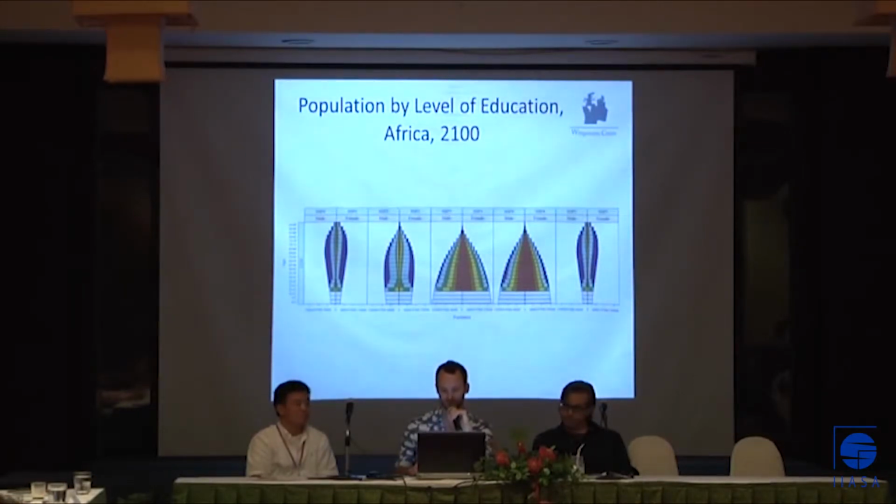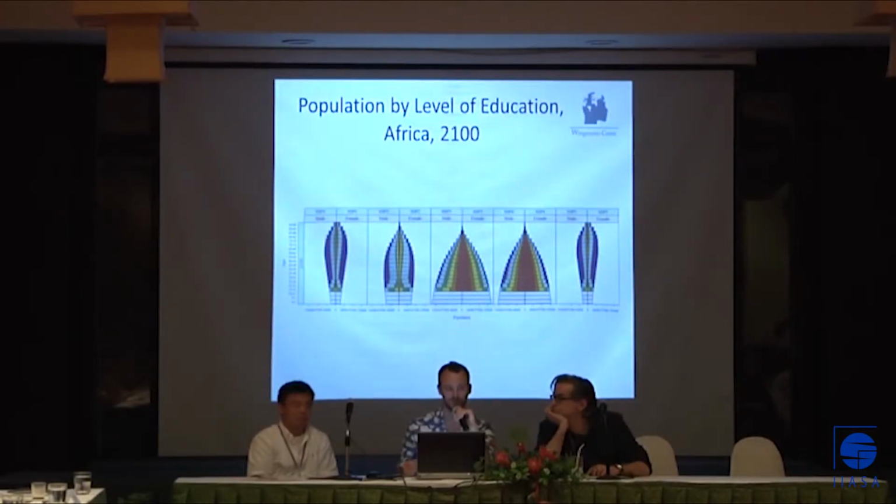SSP2 is the middle of the road, so that corresponds to the central scenario in the Wittgenstein Center's population projections by age, sex and education. And then you have the fragmentation scenario where you have a disaster right there, where you have an enormous fraction of the population left behind, in red here with no education at all. Orange is primary education, and then you have some people already with secondary and even tertiary education, but in comparison to SSP1 and SSP2, that share is rather small.